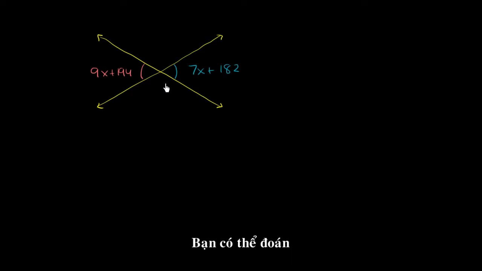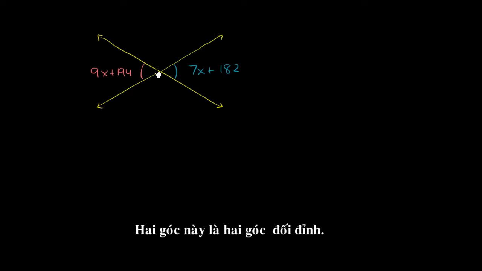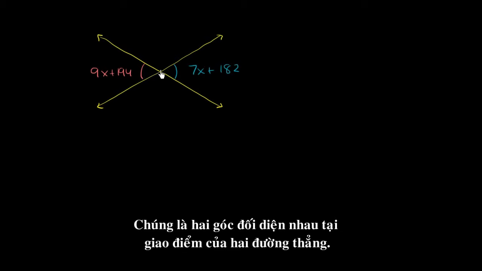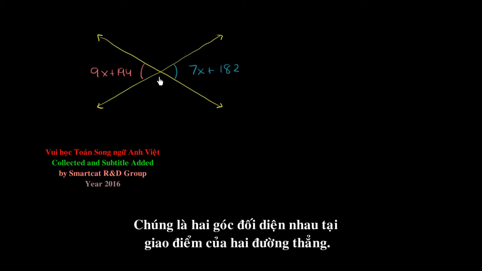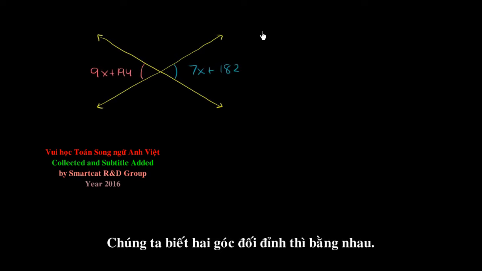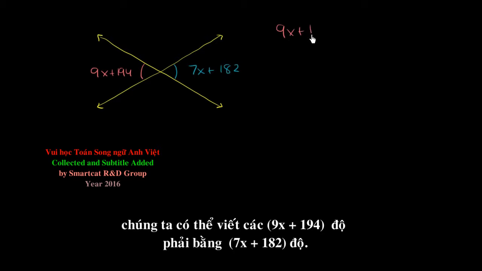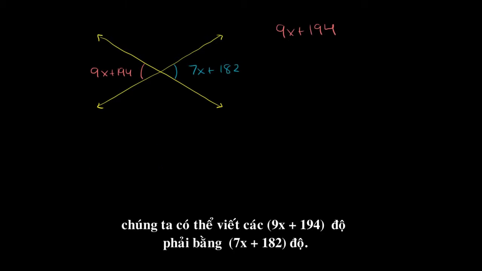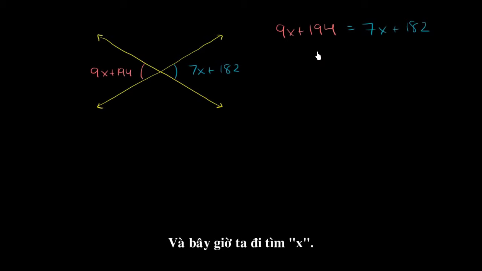Well, the thing that might jump out at you is that these two angles are vertical angles. They're the opposite angles when we have these intersecting lines right over here. And vertical angles are equal to each other. So we know, because these are vertical angles, that 9x plus 194 degrees must be equal to 7x plus 182 degrees. And now we just have to solve for x.